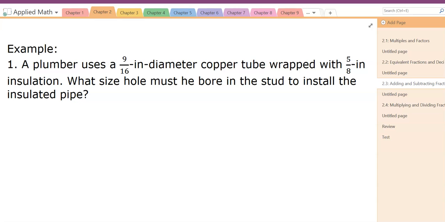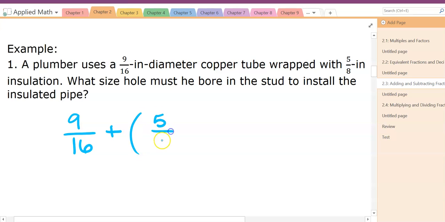So our copper tube is 9/16. So we're going to add that to the extra that we're adding with that insulation, so that we get the right size hole. And this is when I said you have to make sure that you take 5/8 times 2, because it's not just going around half the pipe, it's going around the whole thing. So you have to take that diameter into account twice. What would be 5/8 times 2? Not 10 over 16.